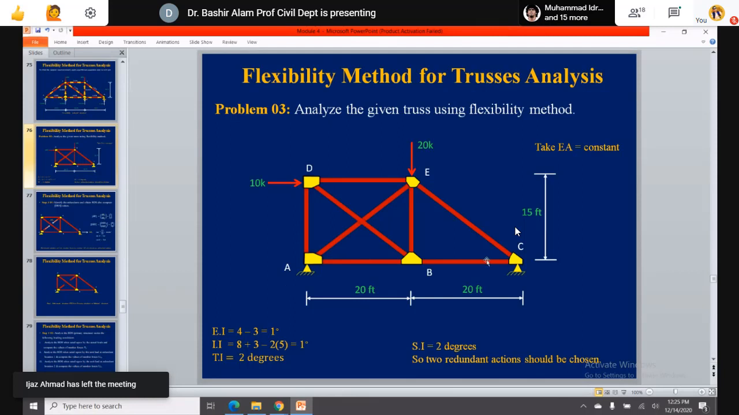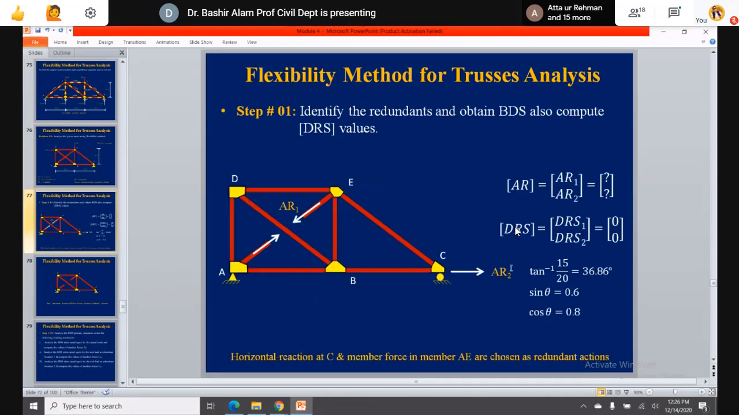So two unknowns at A, two unknowns at C, reactions are 4. So external indeterminacy is 4 minus 3 is equal to 1 degree. Internal indeterminacy, we have 8 members, so 8 plus 3, 11, minus 2 times 5, 10. So we have 1 degree internally indeterminate. Total indeterminacy is 2 degrees, 1 externally, 1 internally. So that's how we make this indeterminate.